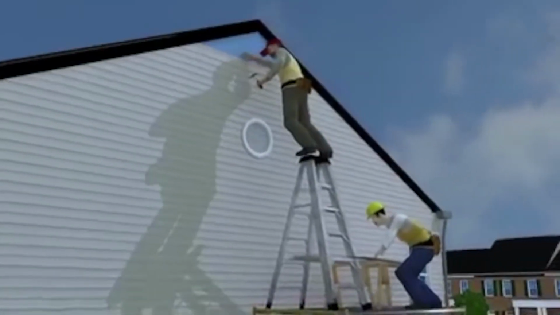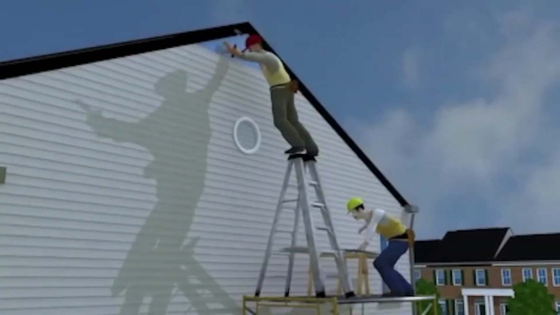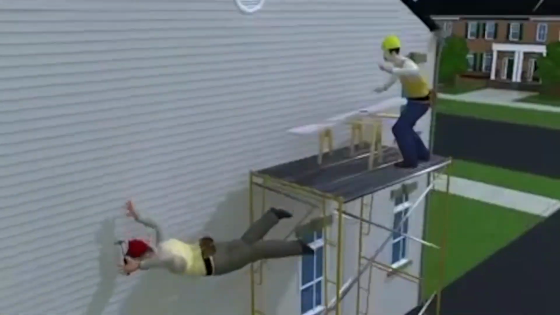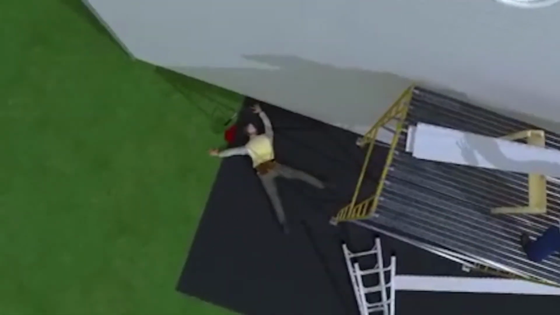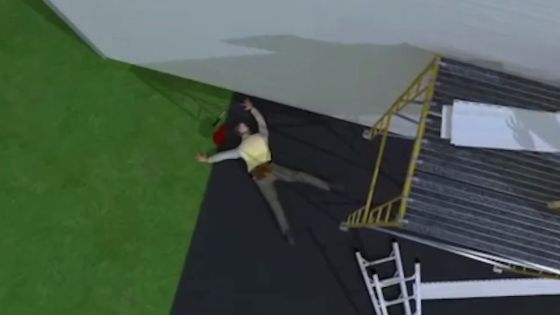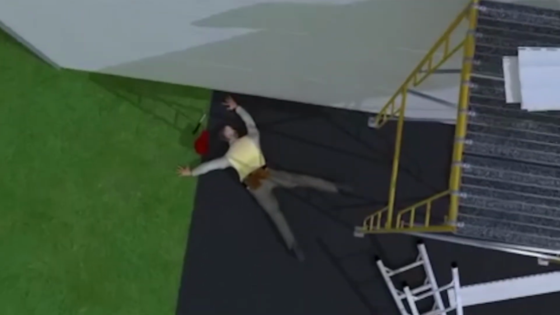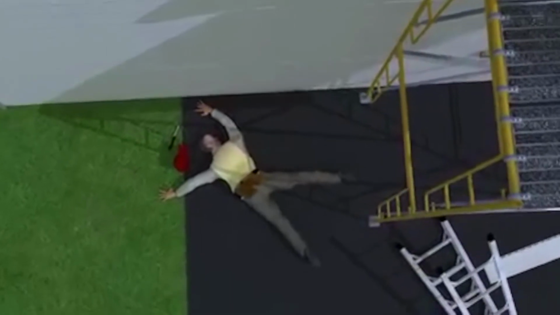While standing on the top step of the ladder, the worker putting up siding overreached to one side, and the ladder overturned. He fell nearly 20 feet and landed on the driveway below. He died later that day from injuries caused by the fall.